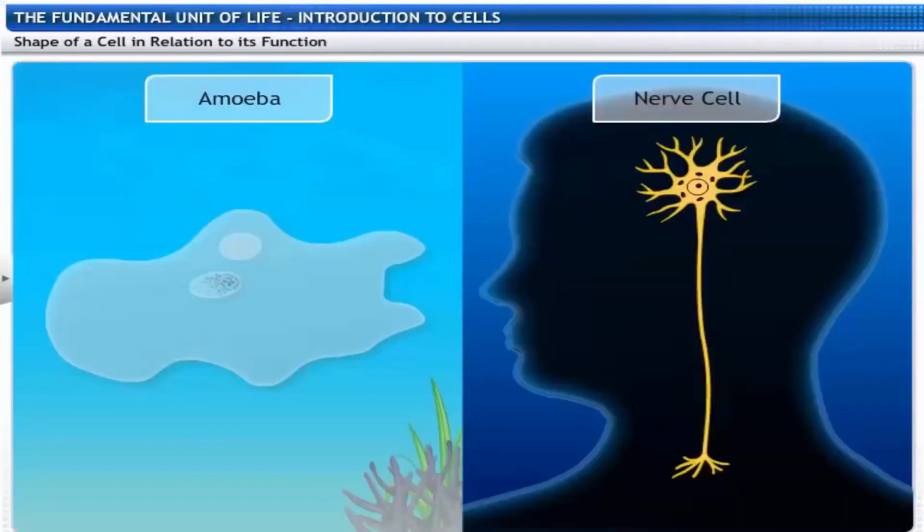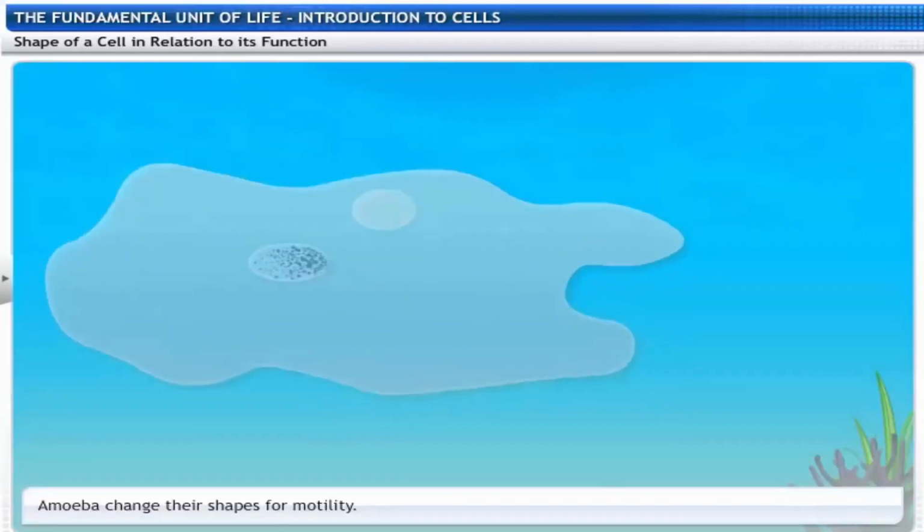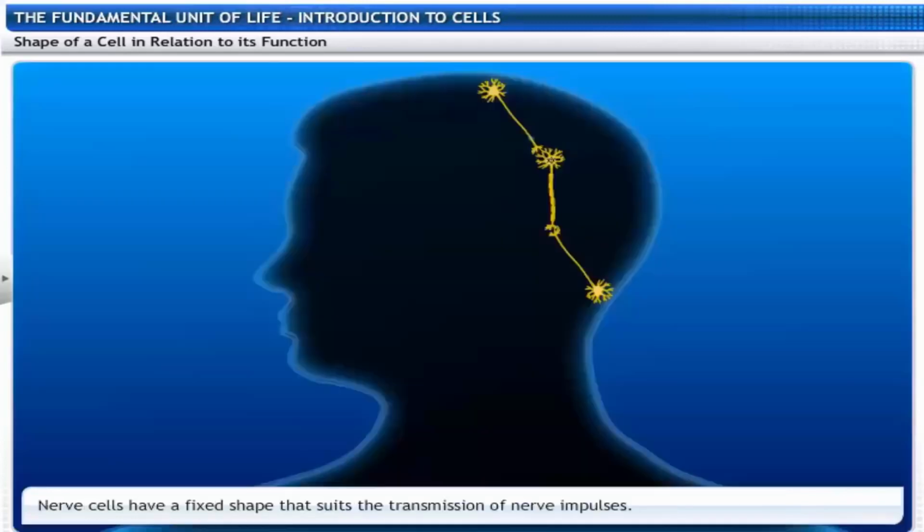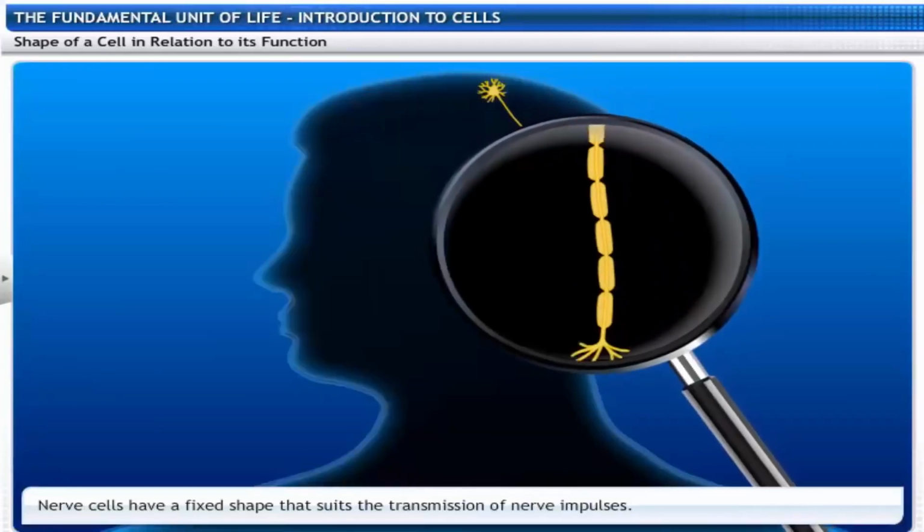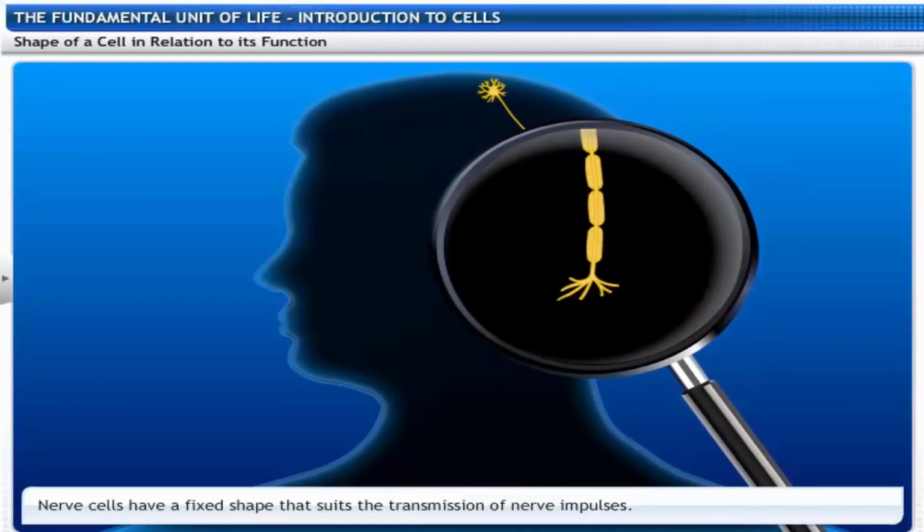The shape of a cell is related to the specific function it performs. Cells like amoeba change their shapes for motility. Cells like nerve cells have a fixed shape that suits their function of transmitting nerve impulses.